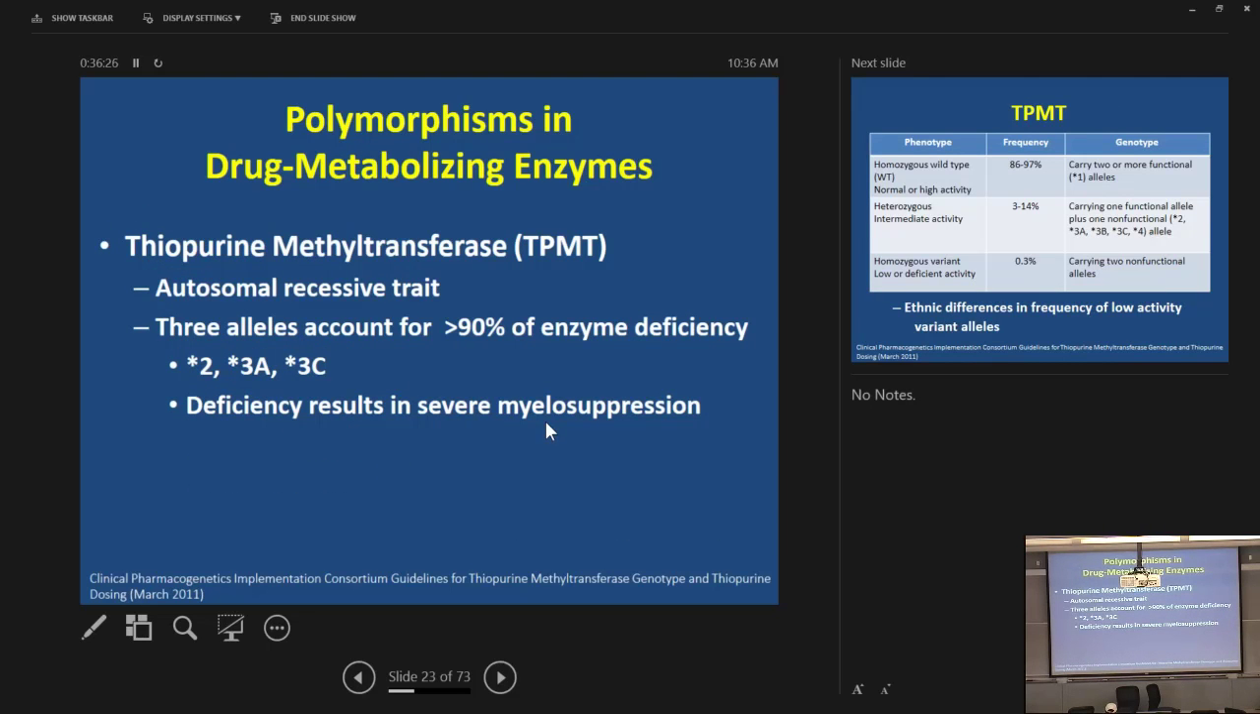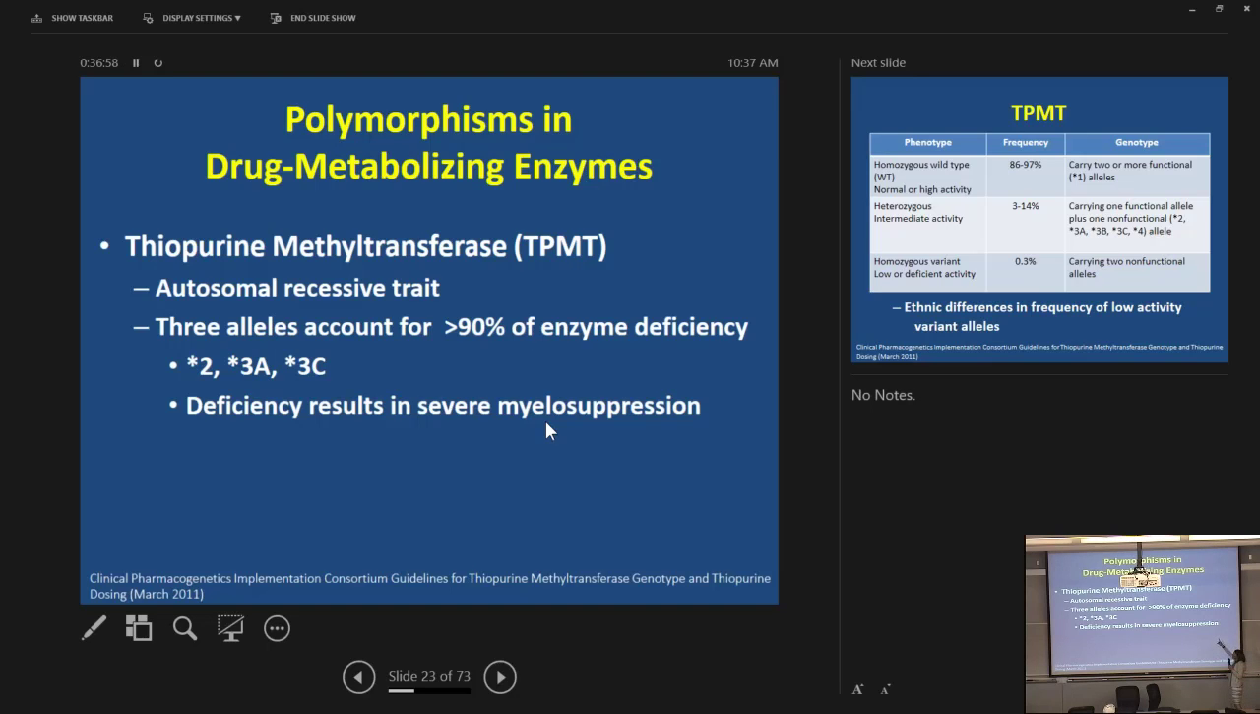When we look at TPMT, we know that it's an autosomal recessive trait. Most loss of function enzymes are usually recessive. So this is a loss of function, right? Our enzyme is no longer able to metabolize things into the inactive form. If we can't metabolize active drug into the inactive form, what's going to happen? Lots of toxicity, right? Okay.